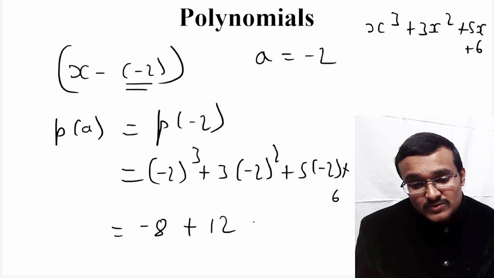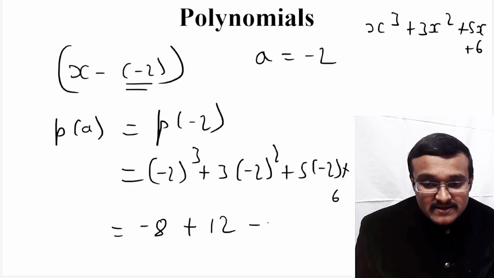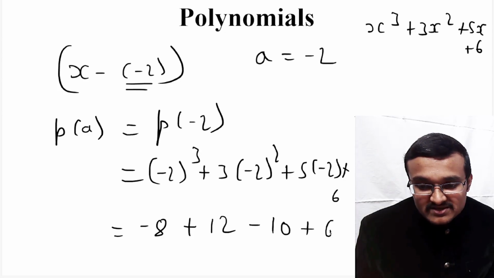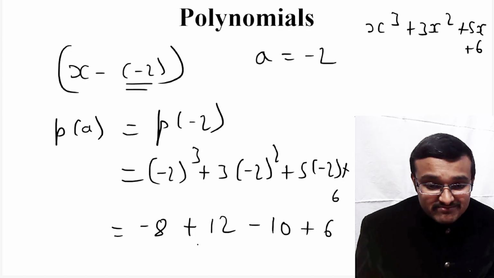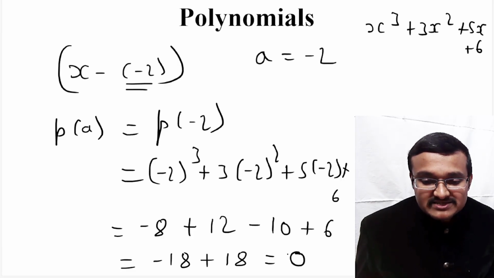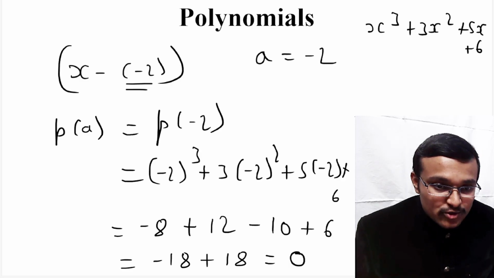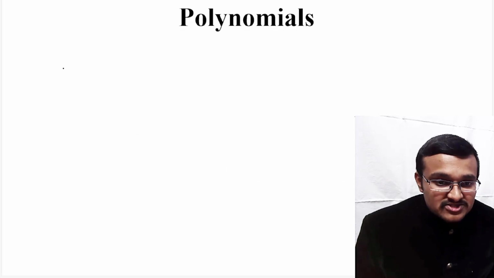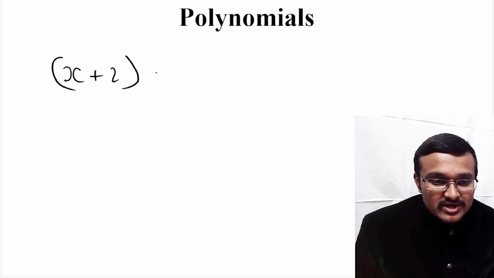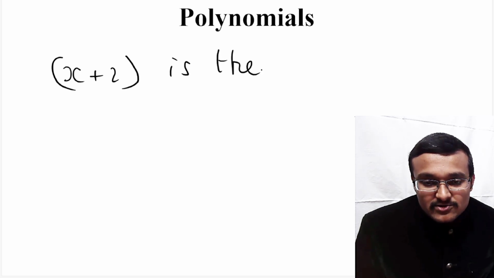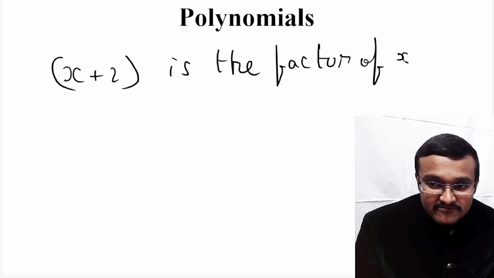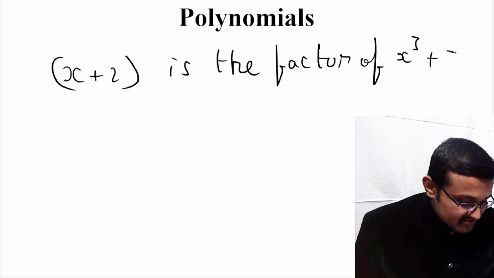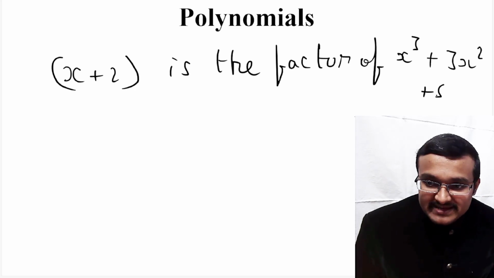So minus 8 plus 12, 5 into minus 2 is minus 10 plus 6. So here you can see minus 8 minus 10 will be minus 18. 12 plus 6 is plus 18. So minus 18 plus 18 is 0. So that means here x plus 2 is the factor of x cube plus 3x square plus 5x plus 6.